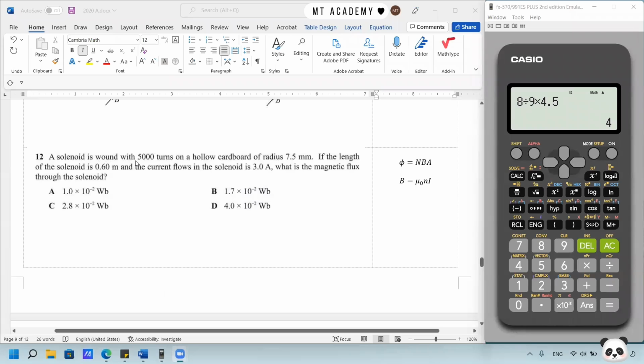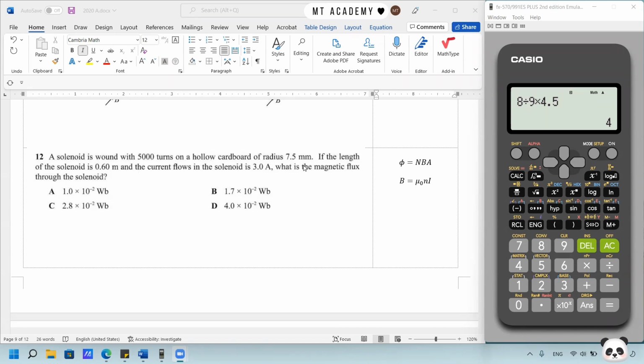A solenoid is wound with 5,000 turns on a hollow cardboard of radius 7.5 millimeter. If the length is 0.6 meter and the current flowing is 3 ampere, what is the magnetic flux through the solenoid? We learned that the magnetic flux is NBA, and the magnetic flux density inside the solenoid is given as mu naught N i. So you need to memorize the formula.